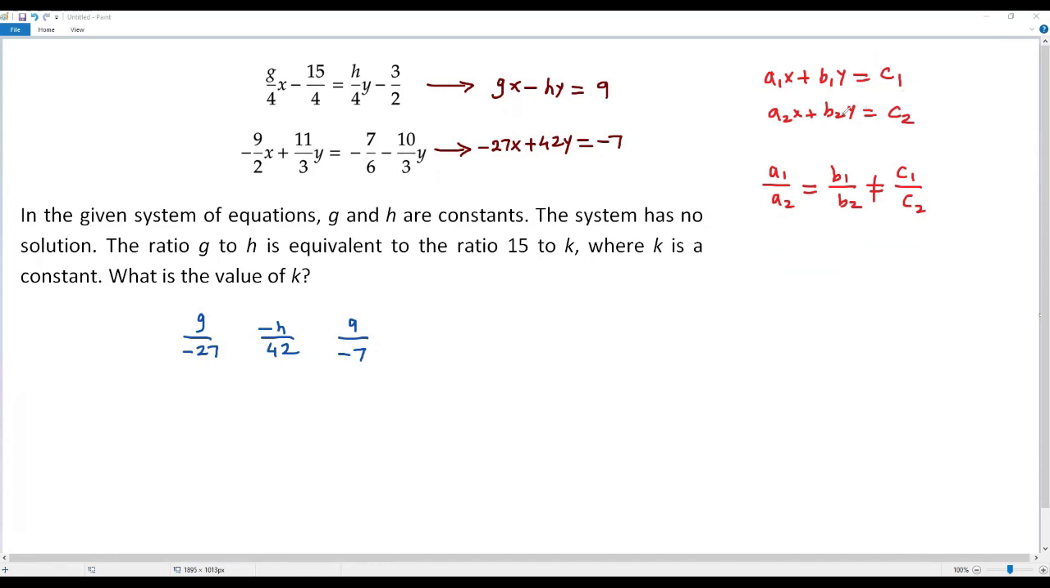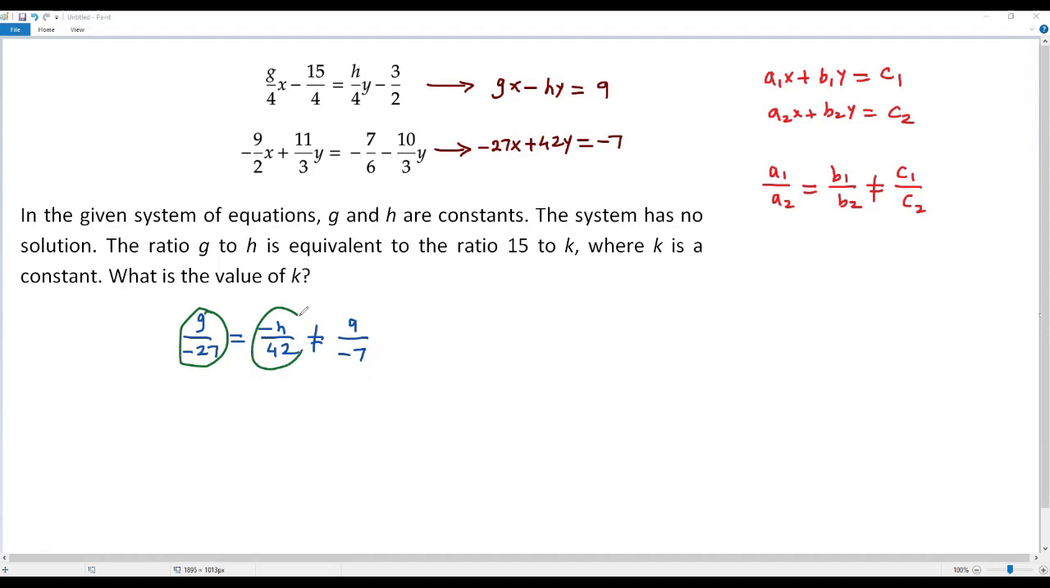When we have a system of two linear equations in standard form and the system has no solution, the ratio of the coefficients of x and the ratio of the coefficients of y will be equal, and both these ratios will not be equal to the ratio of the constant terms. The same thing we can consider over here, because this system has no solution. The ratio of the coefficients of x and the ratio of the coefficients of y are equal, and both these ratios are not equal to the ratio of the constant terms.